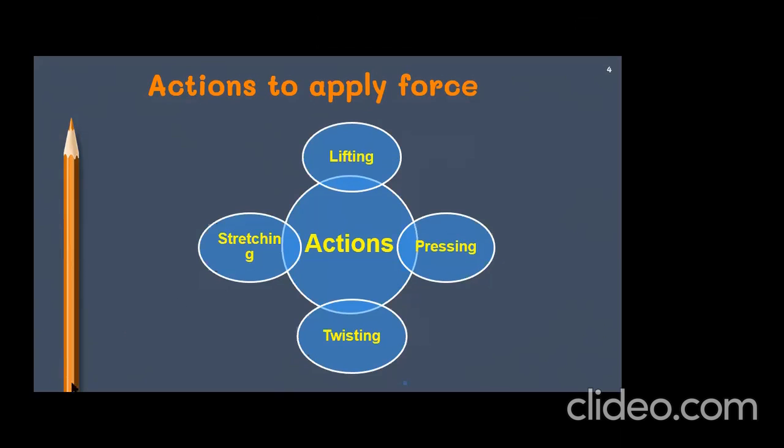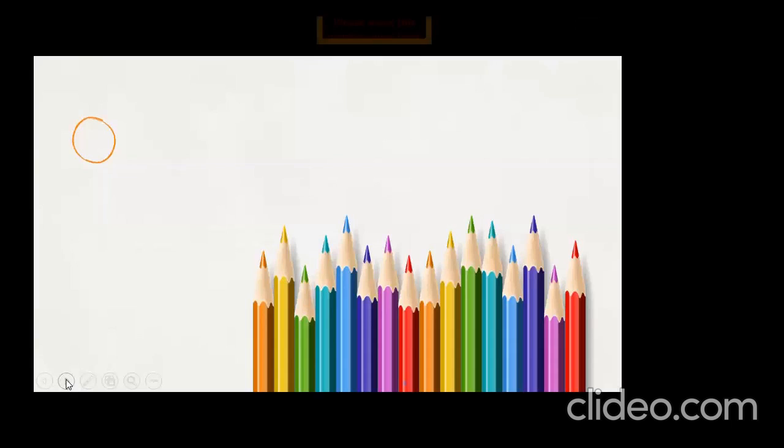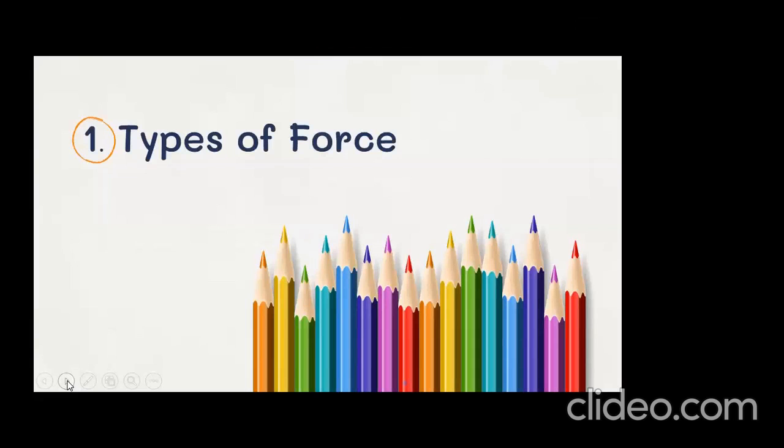Okay, good. Now move to the next one. Types of forces: contact and non-contact force. We have learned three different types of forces: frictional force, magnetic force, and gravitational force. Frictional force is a contact force. When two objects or two surfaces are in contact, then they produce a frictional force. However, non-contact forces are magnetic force and gravitational force.